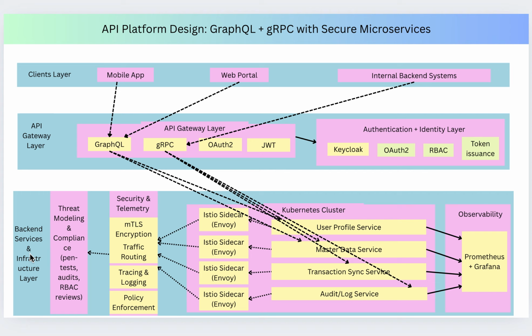Next, we have the backend services and infrastructure layer. Here, this layer handles business logic execution. The backend is composed of microservices running in a Kubernetes cluster. Each service is containerized and designed to be independently deployable. Key services include user profile service, master data service, transaction sync service, audit and log service.